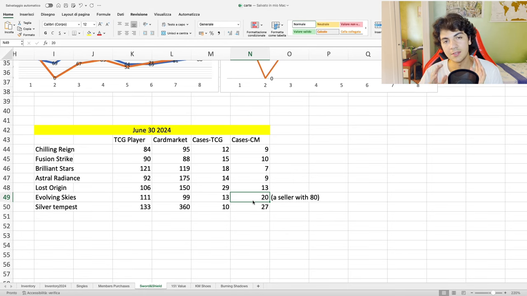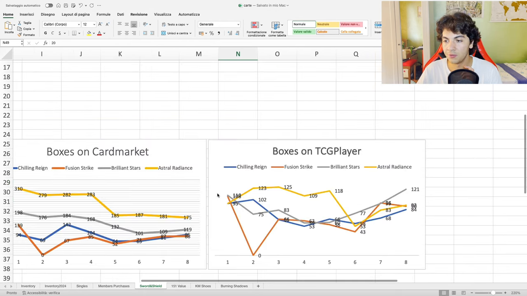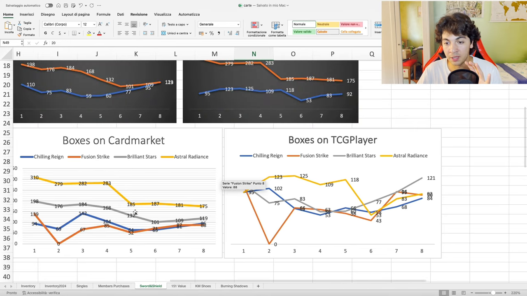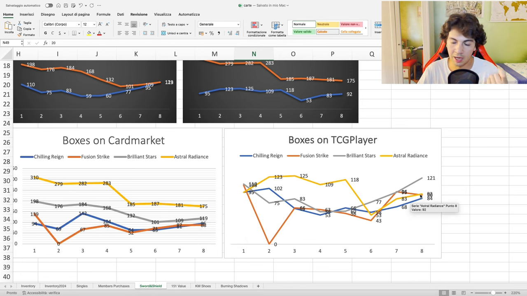Now, let's address why we've seen, from March to April onwards, an increased number of boxes. Let's go over these four, especially Chilling Reign and Fusion Strike. Fusion went from 52 to 90 boxes in the European Union, and from 56 to also about 90 boxes. So almost 2x, probably an 80% increase. Now, why did Fusion in the same period of time slow down?